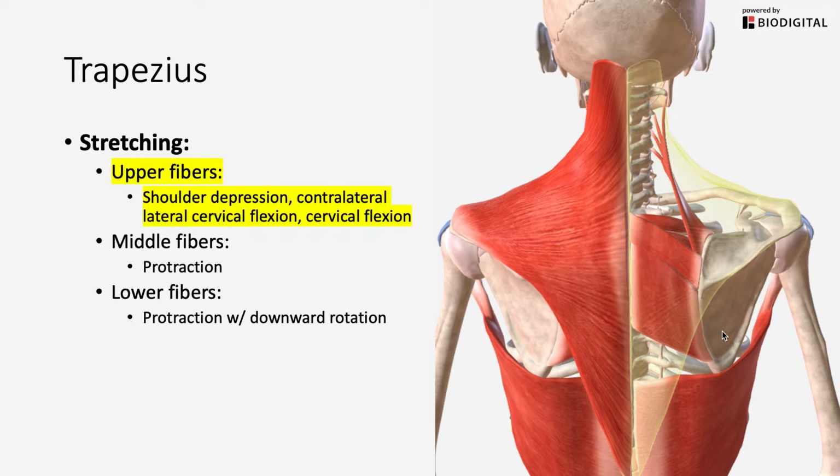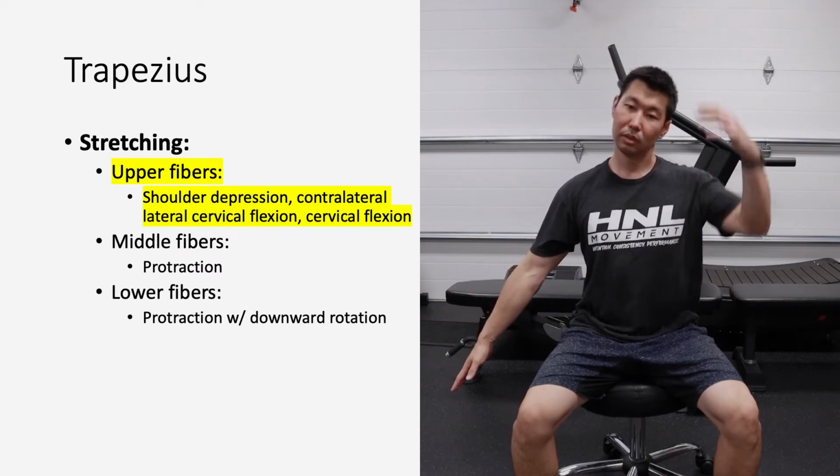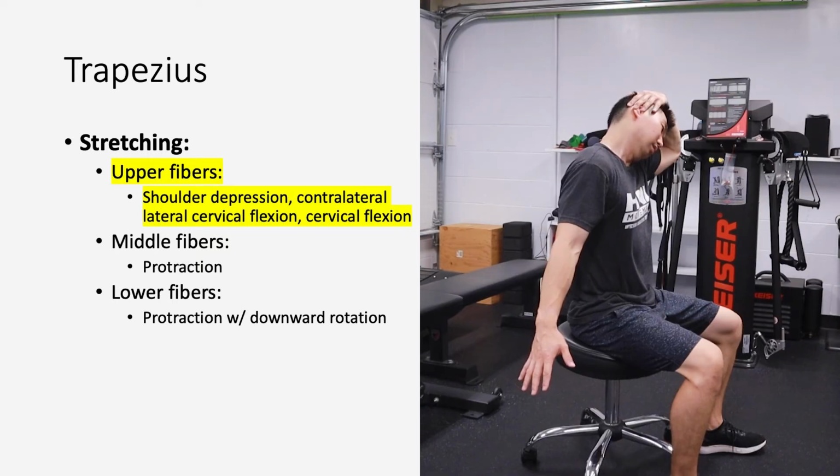To stretch your traps, you're going to stretch it in varying angles depending on what section you're trying to lengthen out. So your upper traps, typically that's going to be with shoulder depression and moving your head to the contralateral side. Also with some flexion, that'll help to get some of those fibers stretched and lengthened out a little bit more.